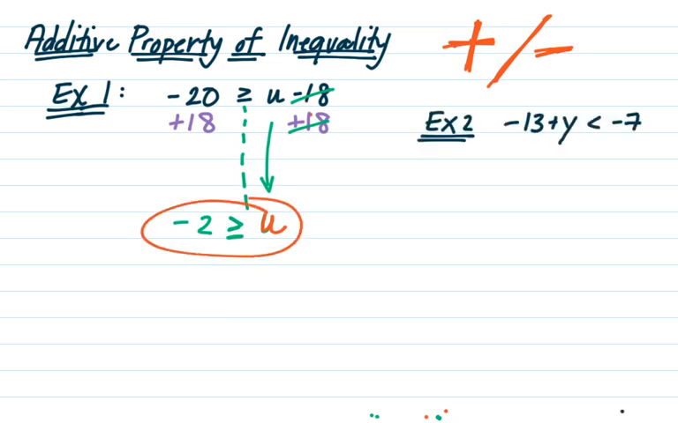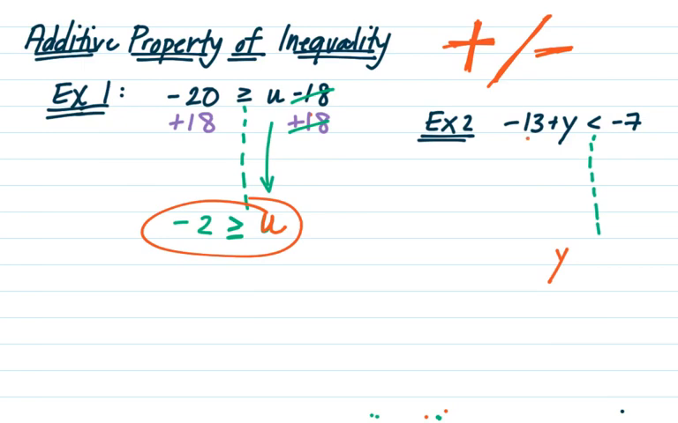Let's look at one more example. Here, the inequality sign, we put a little dotted line. It says minus 13 plus y is less than minus 7. That means as long as we do the same thing on each side of this green dotted line, then the less than relationship will stay the same. So again, we want y all alone. We want to know what is true about y in this equation.